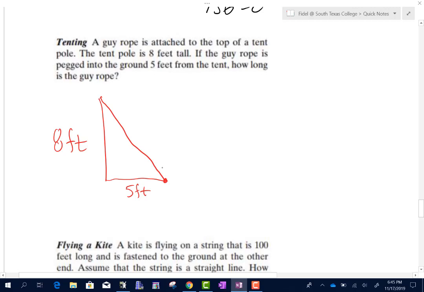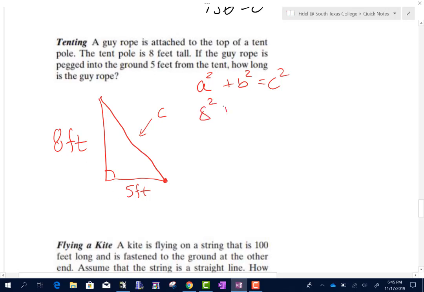How long is the guy rope? Okay. They're asking me to find that piece. That's my C, okay? Excuse me, guys. So A squared plus B squared equals C squared, okay? Guys, it doesn't matter which one you call A and B because you're going to square them, you're going to add them together. So whichever one you want to call A is fine.